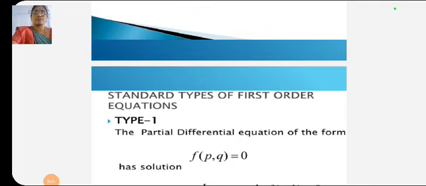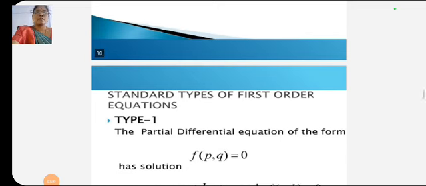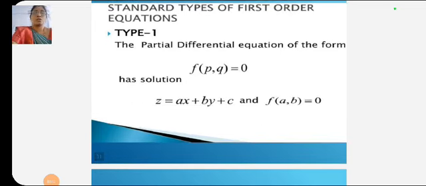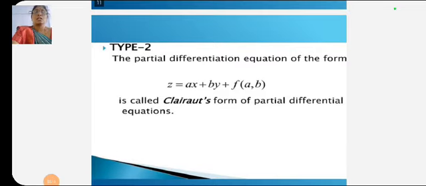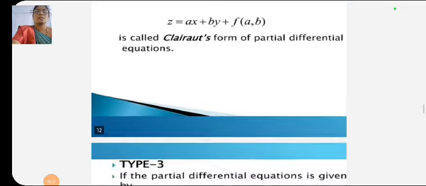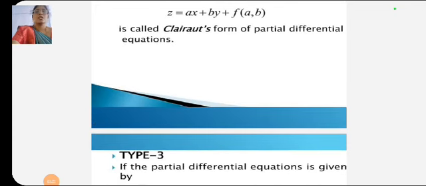Next we have to find the types of PDE. PDE means partial differential equation. The first type is the partial differential equation of the form f of p comma q equal to 0, whose solution is z equal to ax plus by plus c, with f of a comma b equal to 0. Type 2: partial differential equations of the form z equal to ax plus by plus f of a comma b are called Clairaut form of PDE.